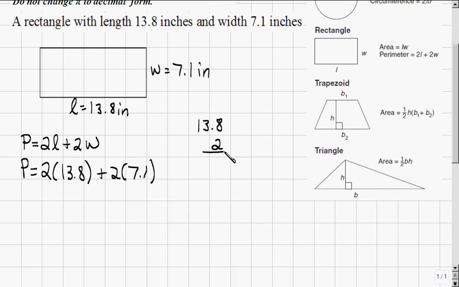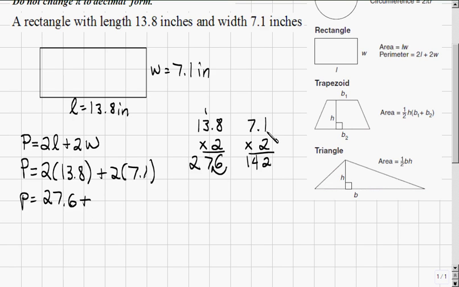So 13.8 multiplied by 2 means 2 times 8 is 16, carry the 1. 3 times 2 is 6, plus 1 is 7, and 2 times 1 is 2. Since we have one number behind the decimal point, we'll move the imaginary decimal point in the answer 1 unit to the left. So P equals 27.6 plus. Now for 7.1, 7.1 multiplied by 2, 2 times 1 is 2, 2 times 7 is 14. Since we have one number behind the decimal point, move one decimal point left to arrive at 14.2.